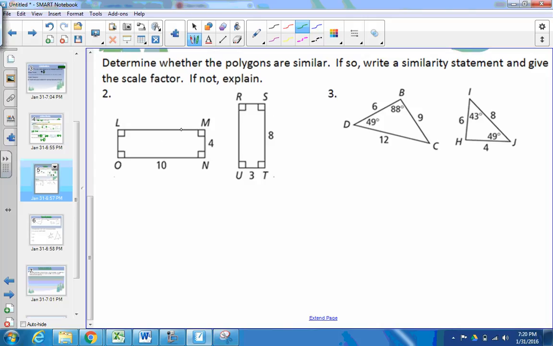So let's just look. If we're looking from the left one to the right one, the scale factor from here to here would be 4 to 8. Well, or 8 to 4. We're going to just do 4 to 8 right now. And we're going to say, is that equal to the scale factor of 10 to... Oh, sorry, I made a mistake. And that's a common mistake. Those are not corresponding parts. Look at that from the picture. It has to be 4 to 3.